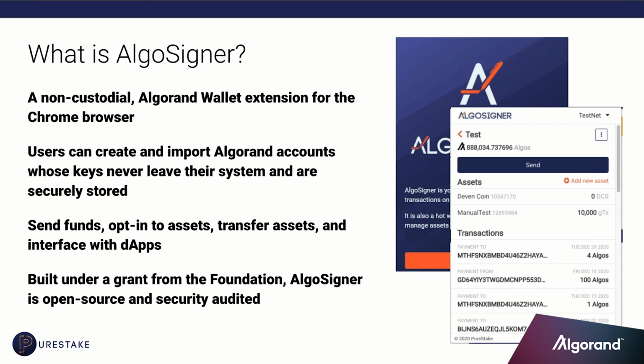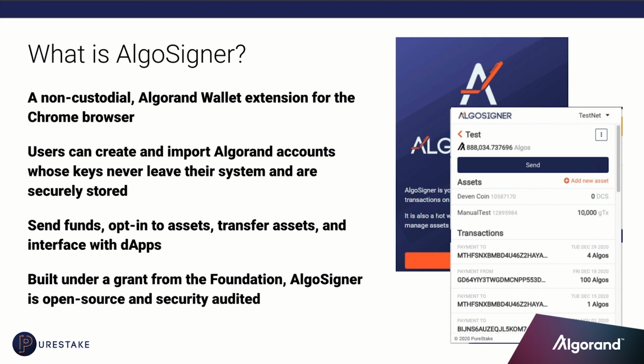All the interaction with DApps or the ledger is done from your system out. So there's no sharing of keys. No other party has control of your keys. And from a staking perspective, that means that any rewards that accrue to the algos that you're holding are yours. There's no one to take a cut. They're just funneled back to you. With the wallet, a user can send funds, you can opt into assets, transfer assets, and most importantly, what we're here to talk about today, you can interface with decentralized applications.